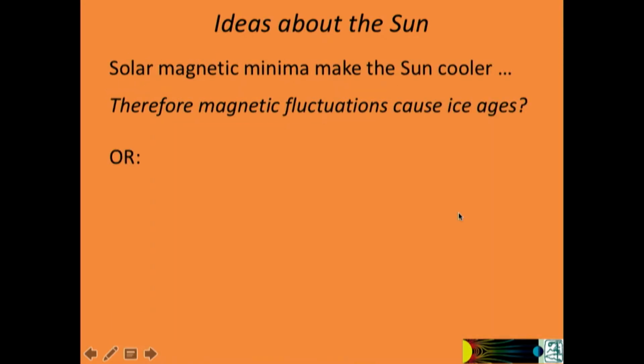Here's another idea about the sun. The sun goes through fluctuations. Sometimes it's got solar max, with sunspots and magnetic storms and coronal mass ejections that send extra particles and energy to the Earth. And so solar max does make the Earth a little bit warmer, and solar minimum makes the Earth a little bit colder. So do these magnetic fluctuations cause the ice ages?